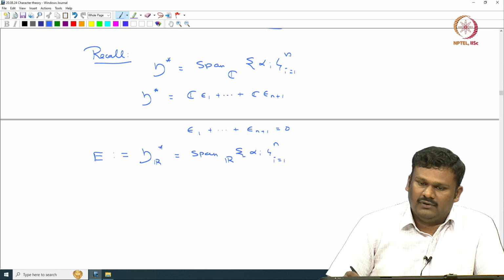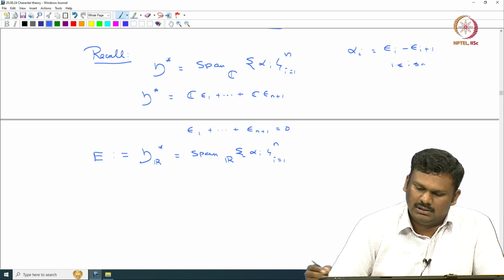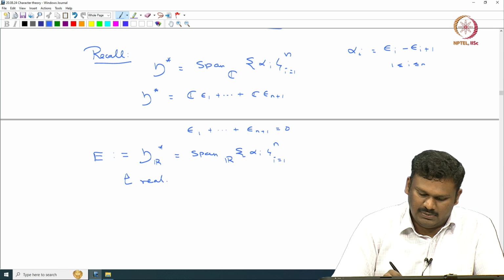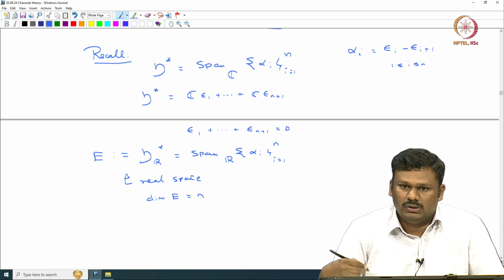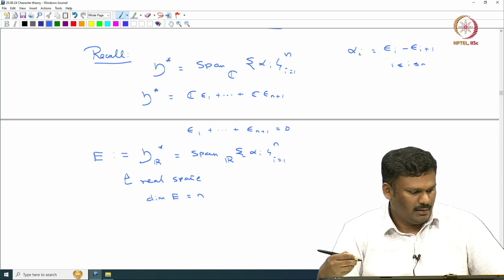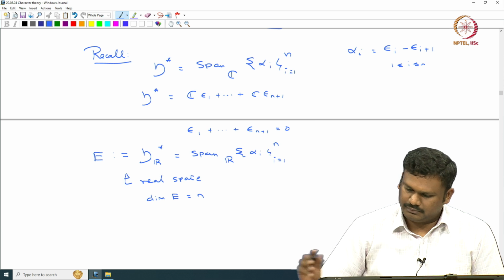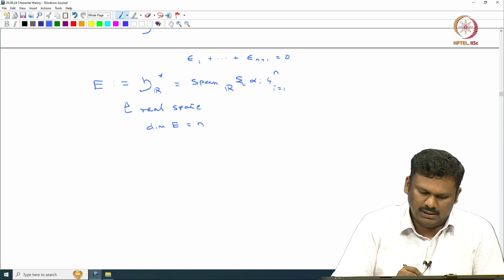So, recall what is alpha i. Alpha i is nothing but epsilon i minus epsilon i plus 1 in terms of the epsilon i basis. So, we have this real space, whose dimension is obviously n, because the alpha i's are linearly independent over C. They are also linearly independent over R. Now, if we take this space, the same inner product descends to an inner product on this space E.